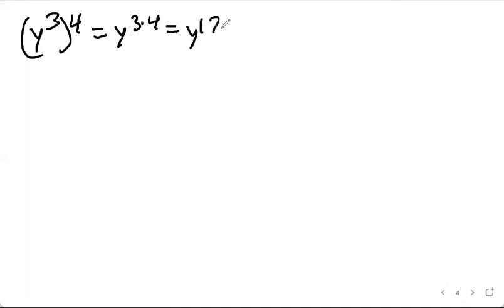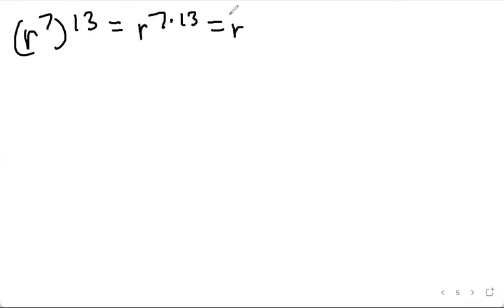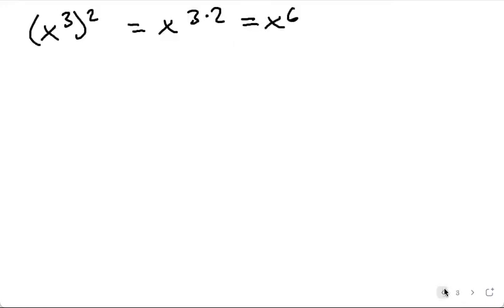Let's do y cubed, and then let's raise that to the fourth power. What is that equal to? Well, same idea, we multiply the exponents. So you get y to the 12th power, and that's your answer. Let's do one more. Let's do r to the 7th power, and then that is raised to the 13th power. Same idea. It's just the multiplication is harder now. What is 7 times 13? I think that's 91. Yeah, r to the 91st power.